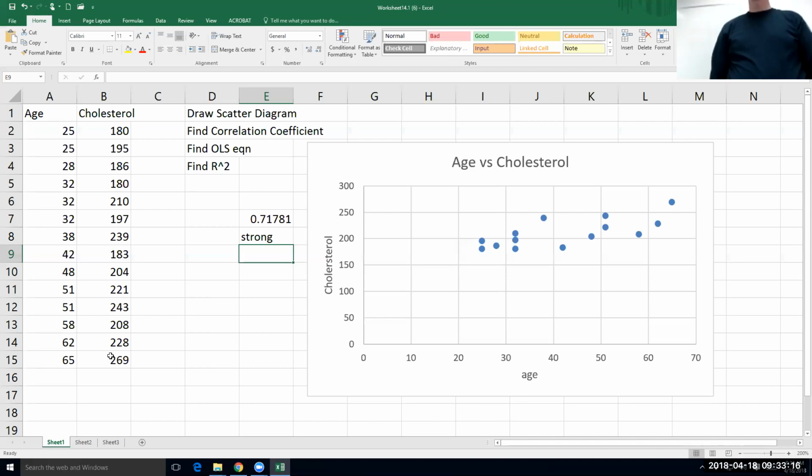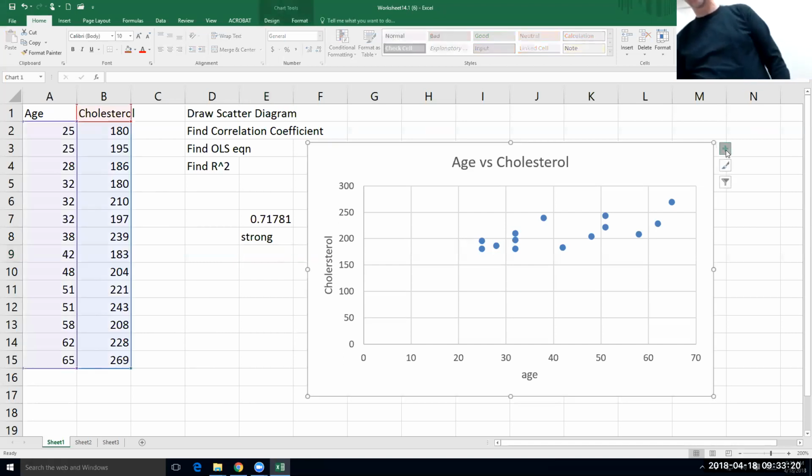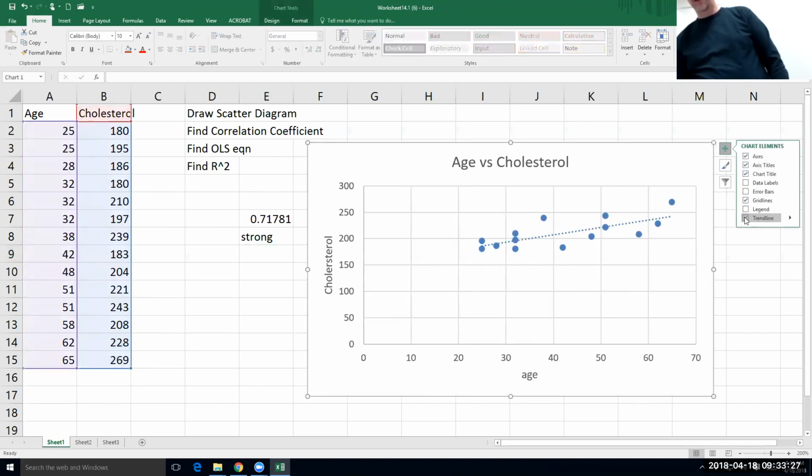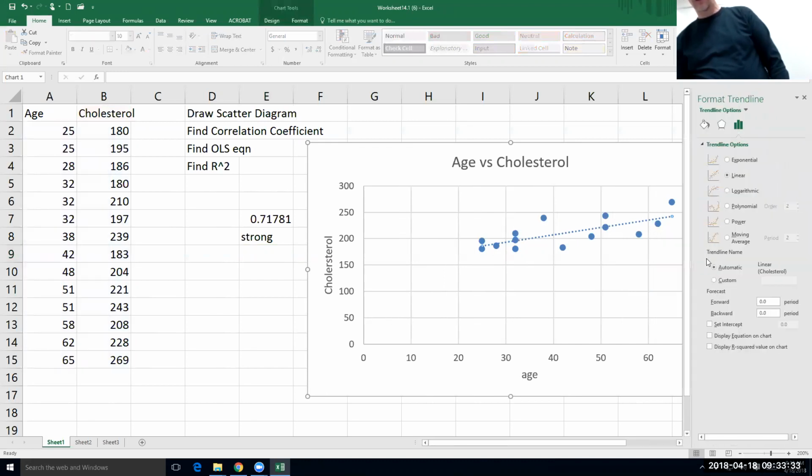You can click the little plus thing, and there's the trend option. Click trendline, then click on the little arrow next to it, and then More Options. And then there's the little R squared checkbox. I didn't show you guys that method, but my other class did that too. The R squared, and you can also find the OLS equation doing that.